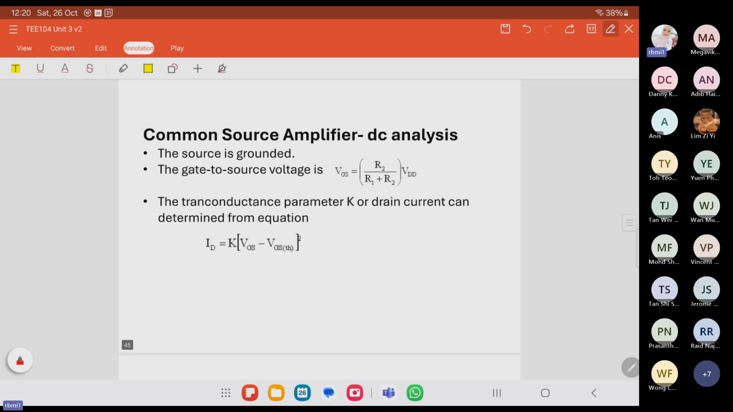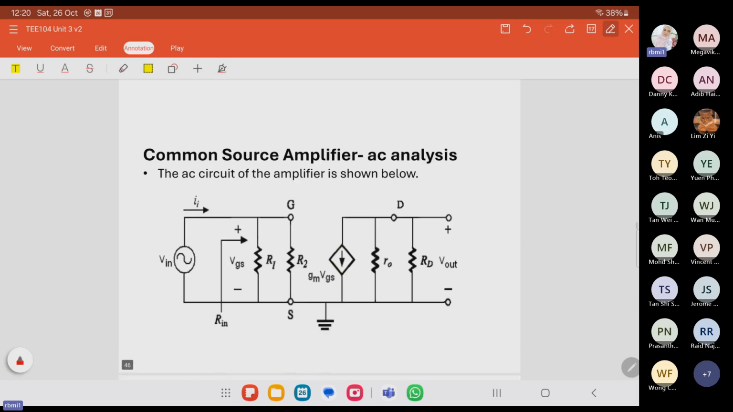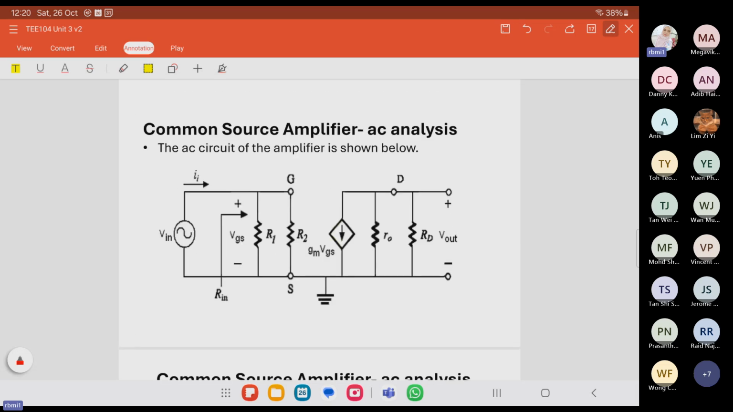Okay, this one is for the DC analysis for VGS, gate to source voltage, and this is for drain current with the transconductance value. All right, so this is the AC analysis, the AC circuit of a common source. This is where we will have to measure the R out and the input and output impedance. This is for R in.